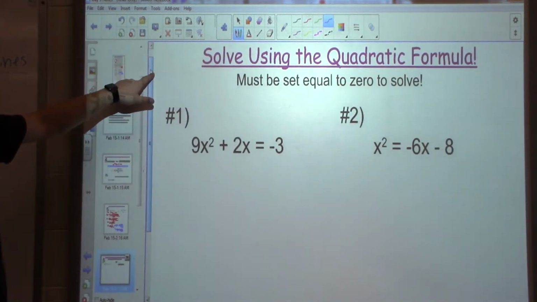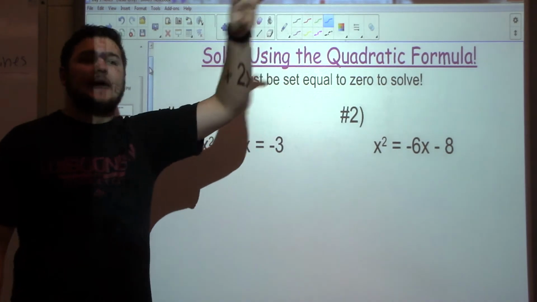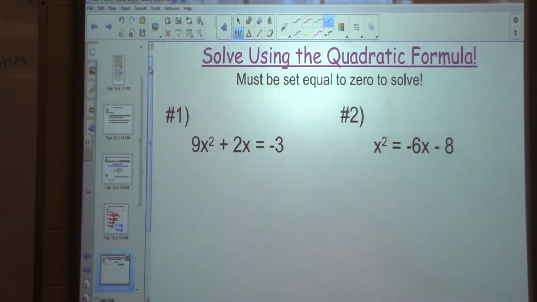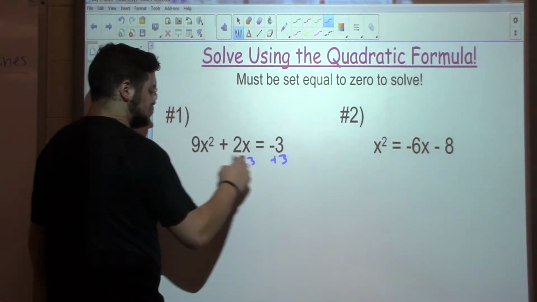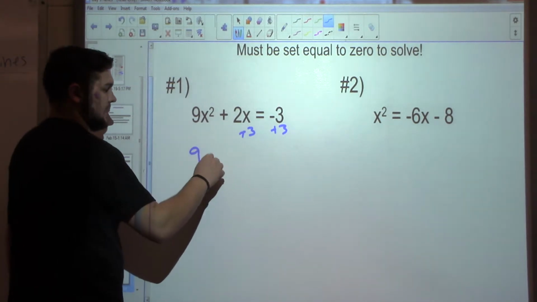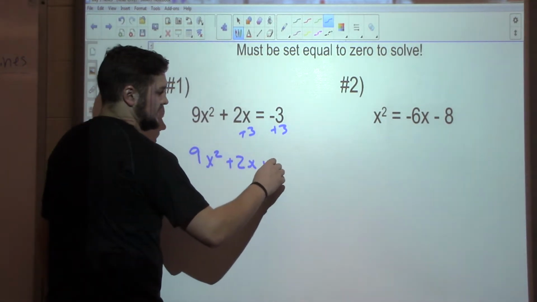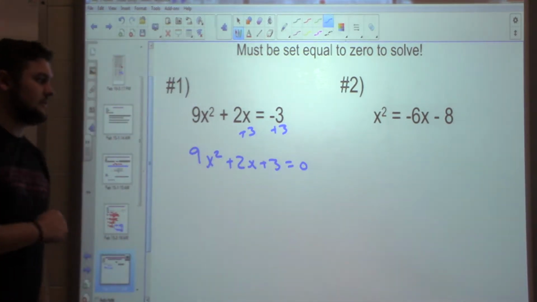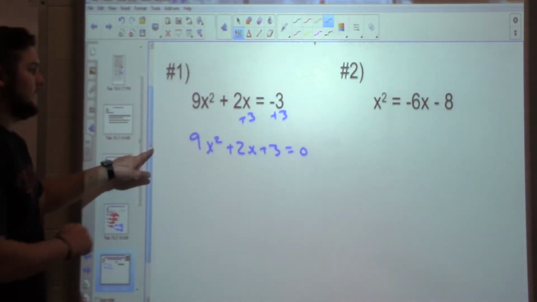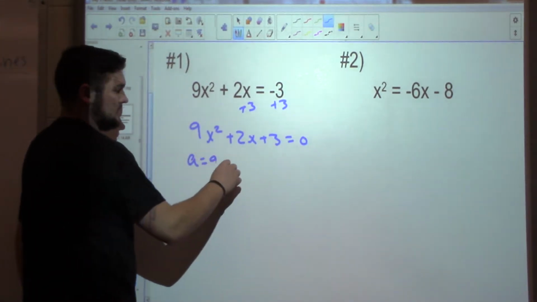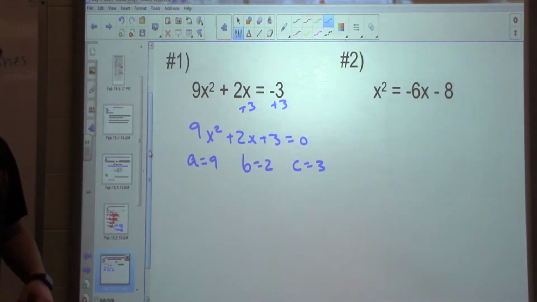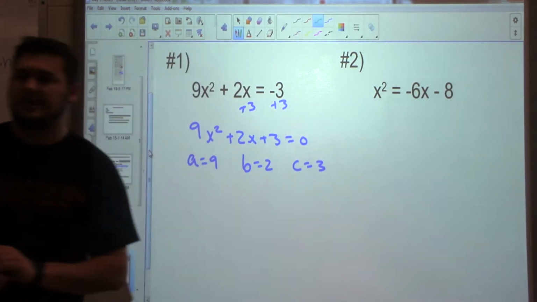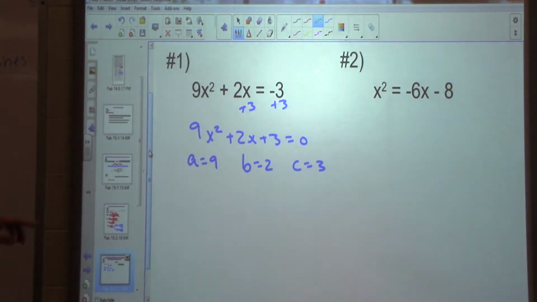Alright, the next one. Okay, first things first, it has to equal 0. Alright, we always are starting in standard form. When we're using quadratic formula, it has to equal 0. So I'm going to add 3 to both sides. 9x squared plus 2x plus 3 equals 0. Alright, A equals 9. B equals 2. C equals 3. Right? Figure out what A, B, and C equal.